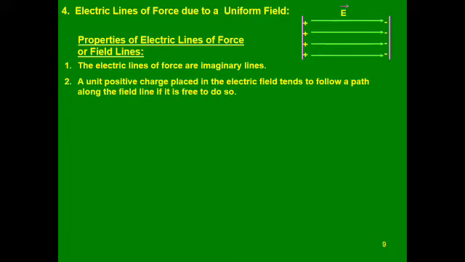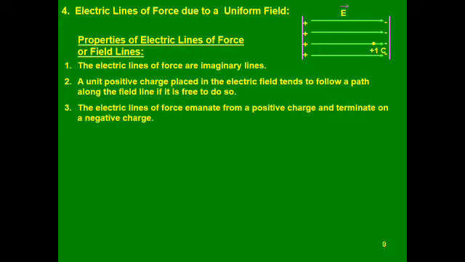A unit positive charge placed in an electric field tends to follow a path along the field line if it is free to do so. If it is not free to do so, it may not follow the electric field line, like if it is having some initial velocity. So it will be accelerated along the direction of the electric field. You can see, of course, we have shown 1 coulomb charges moving along the direction of the electric field. The electric lines of force emanate from a positive charge and terminate on a negative charge.